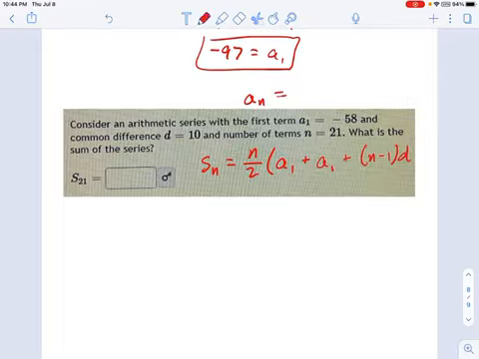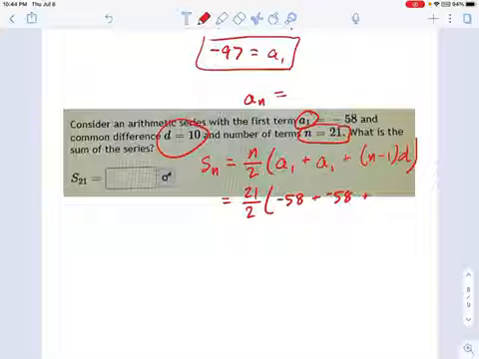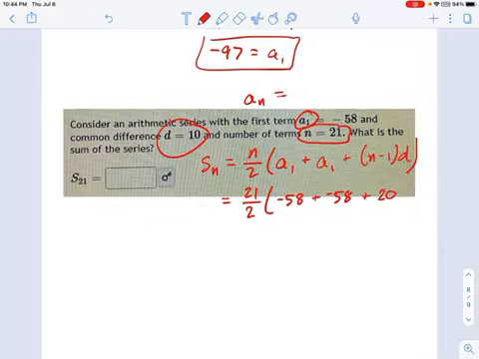Okay? And now you'll see why it's useful, because this tells us the first term, the common difference, and the number of terms. But nowhere in here did they actually tell you what the last term in the series is. So we don't know Sn and we don't know An. So we're going to have to use the terms they gave us, which is a slightly different formula, but it's the same idea. You plug stuff in. So we have negative 58 plus, n minus 1, that's 20, times d, which is 10.